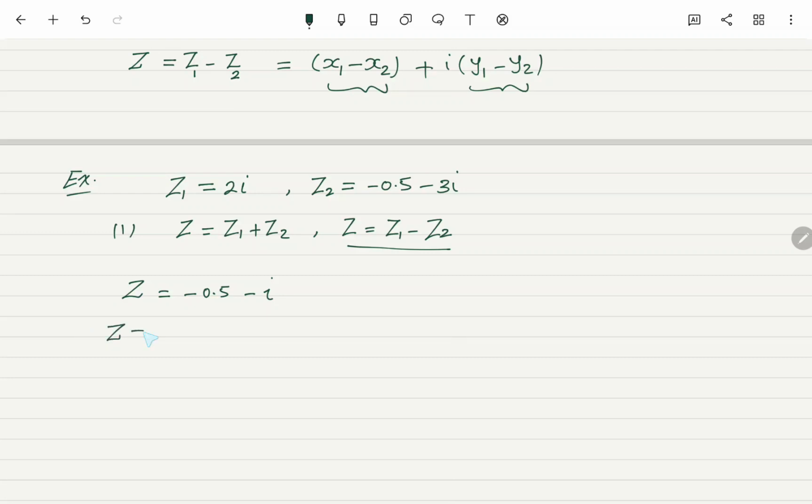Now for the second one, the subtraction, z equals z1 minus z2, which equals the real part for z1, 0, minus the real part for z2, which is minus 0.5. 0 minus minus 0.5 is 0.5. Now the imaginary part for z1 is 2, and the imaginary part for z2 is minus 3. 2 minus minus 3 is 5i.